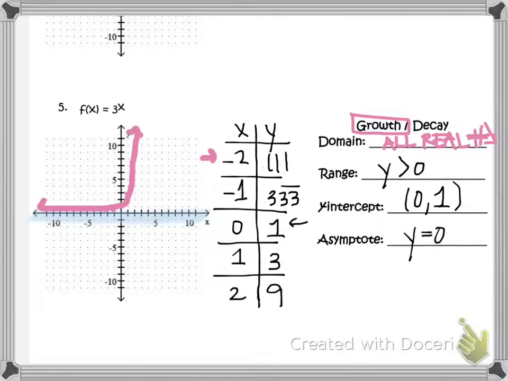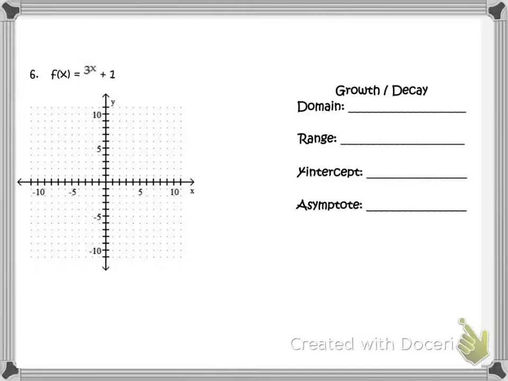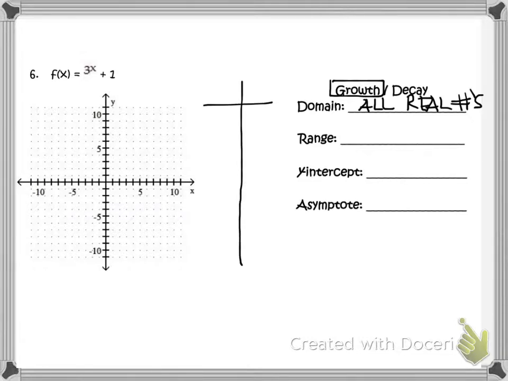Okay, so now let's do this one here. This one is y equals 3 to the x power plus 1. My base there is still a 3, so it's still going to be a growth. My domain is still always going to be all real numbers. Okay, so now let's plug in -2, -1, 0, 1, and 2.